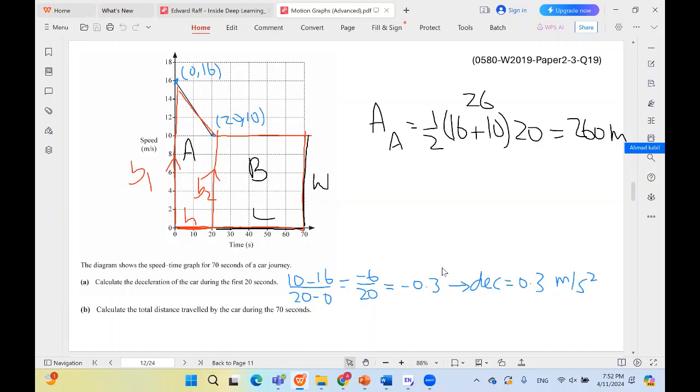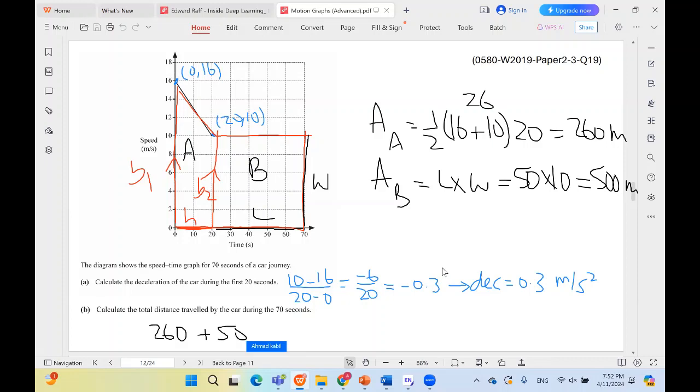For B, we have length times width, L times W. And the answer here would be 70 minus 20, which is 50. So L would be 50. And the width is basically the height, which is 10. So 500 meters. So the total distance would be the sum of these two numbers. 260 plus 500 gives us 760 meters as a final answer.